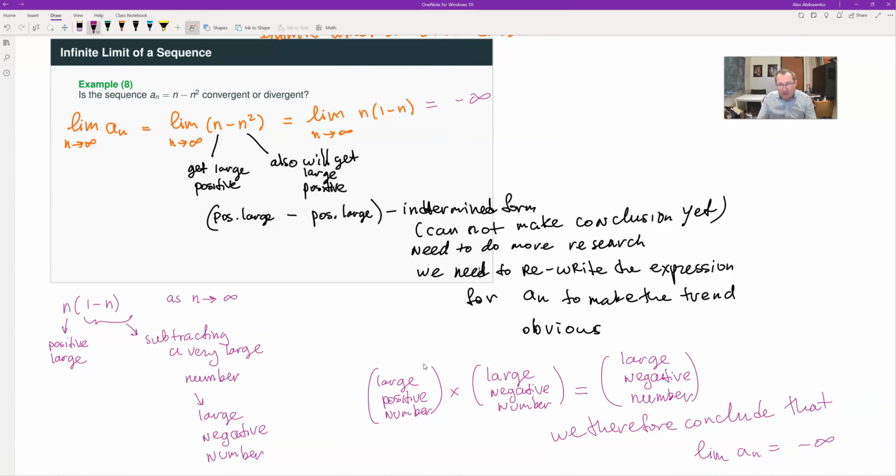So for the sake of this class, this type of support that you see here is sufficient for the full credit. It doesn't go into nitty-gritty detail that we usually require of the math majors. However, it shows the conceptual thinking. If you have a large positive number and a large negative number, when you multiply them through, you get an even larger negative number. So as n goes to infinity, that number becomes larger, larger, larger, and stays negative. Therefore, we conclude the sequence goes to negative infinity.